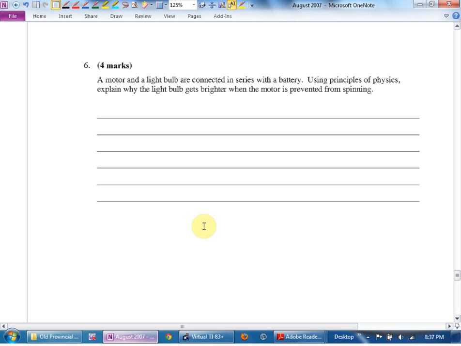What happens when we prevent a motor from spinning? No feedback, which means your overall net voltage goes up. Your overall current goes up. And that means the current through the bulb goes up. So what's going to happen to the bulb? Brighter. You know what's going to happen to the motor? Get hotter. Overheat. As soon as you let it spin, the net current goes down because the net voltage goes down because you're generating a back voltage in the opposite direction.